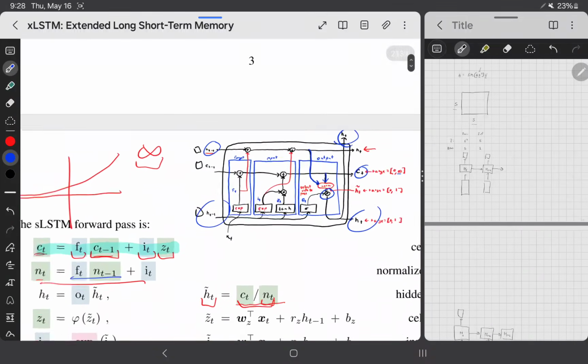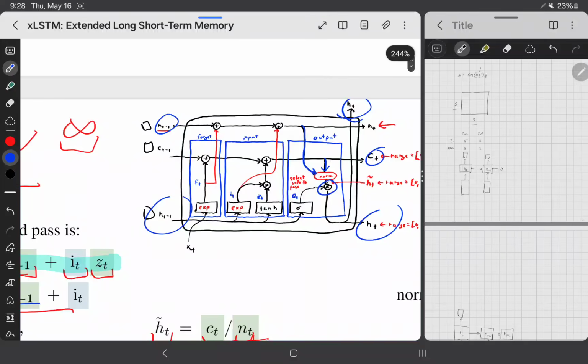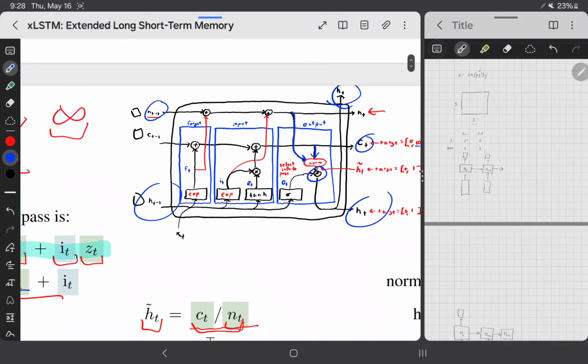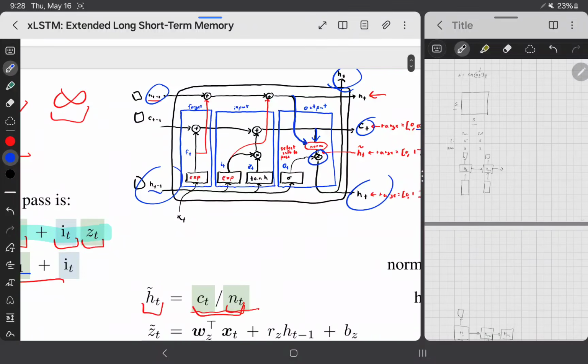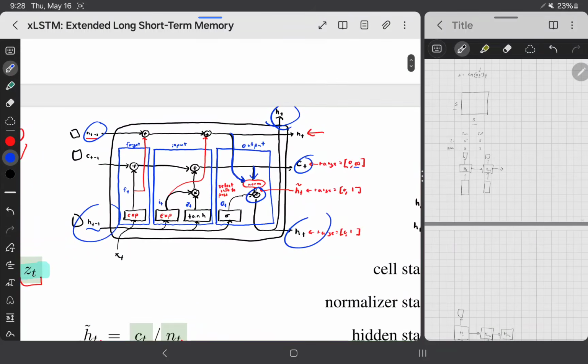And like I said, CT minus 1 and NT minus 1 can basically take on any value because it's exponential, while HT is stable, and that means that the output is going to be stable as well.